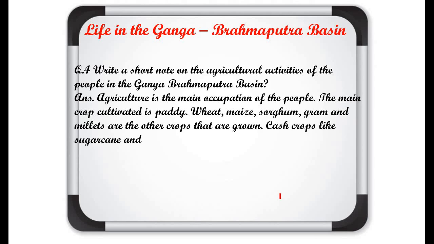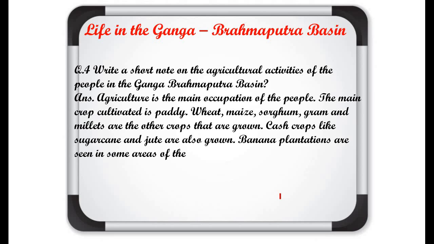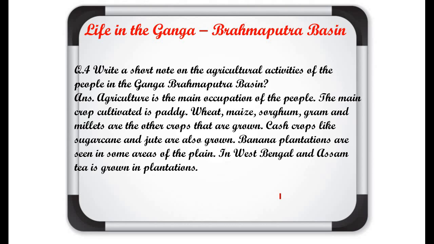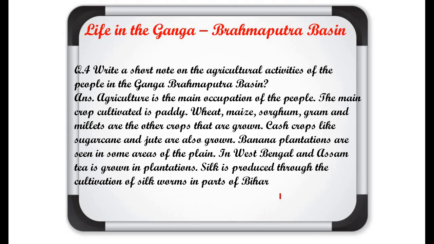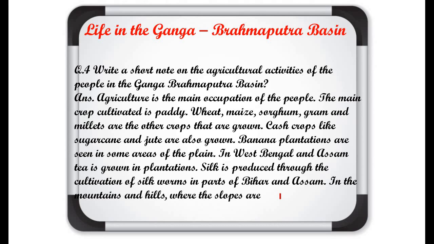Cash crops means the crops which are grown to sell in the market to earn profit. So cash crops like sugarcane and jute are also grown. Banana plantations are seen in some areas of the plain, and in West Bengal and Assam tea is grown in plantations. Silk is produced through the cultivation of silkworms in parts of Bihar and Assam. In the mountains and hills where the slopes are gentle, crops are grown on terraces.